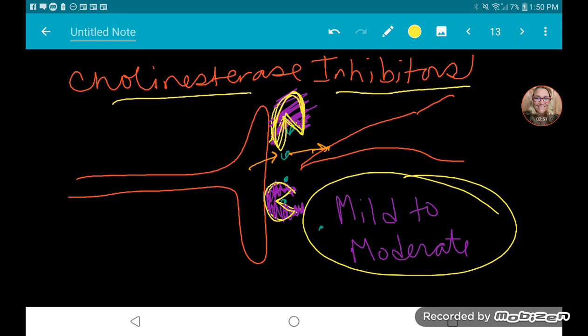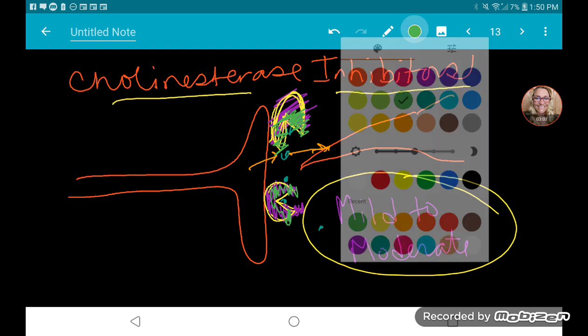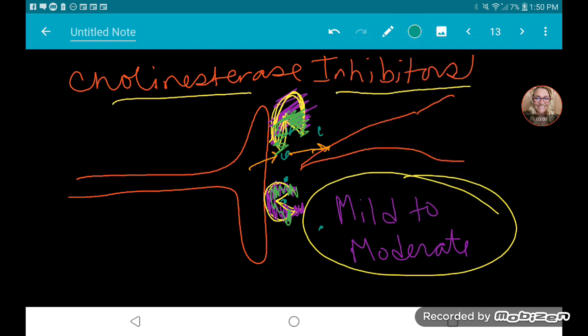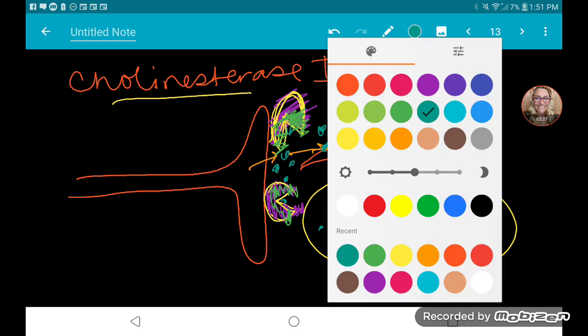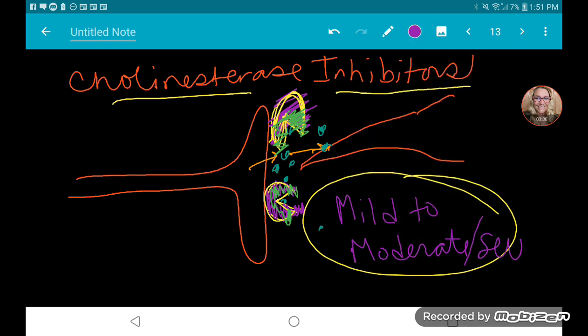Cholinesterase inhibitors block those little bad boys. And they allow for more acetylcholine to be available at the synapse to affect the next cell. Again, rivastigmine and galantamine are used in mild to moderate Alzheimer's disease, and donepezil is used in mild all the way up to severe.